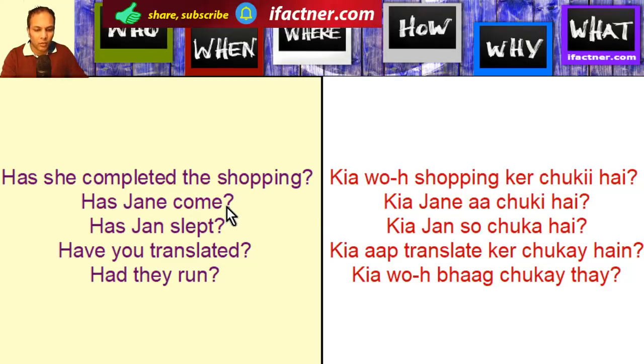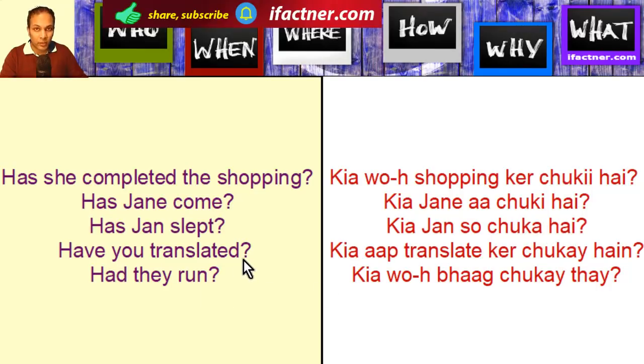Has Jane come? क्या जेन आ चुकी है? क्या with है means has, Jane is a girl's name, आना is to come, आ चुकी, come. क्या जेन आ चुकी है? Has John slept? क्या जॉन सो चुका है? क्या with है means has, John is a boy's name, सोना is to sleep, सो चुका, slept. क्या जॉन सो चुका है?